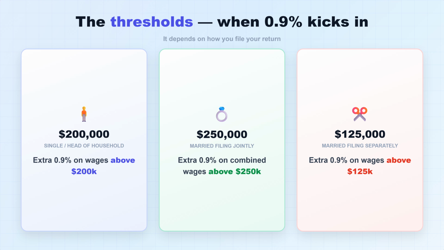If you're single or head of household, it starts on wages above $200,000. If you're married filing jointly, it's above $250,000 combined. And if you're married filing separately, it's above just $125,000. Same tax, 3 different thresholds.